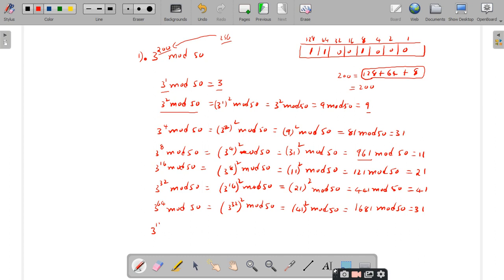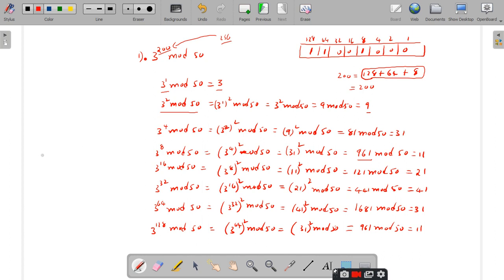Now the last step, 3 power 128 mod 50, that is equal to 3 power 64 whole square mod 50, that is equal to 31 whole square mod 50. What is 31 whole square? 961 mod 50, that is equal to 11. Am I right or not?